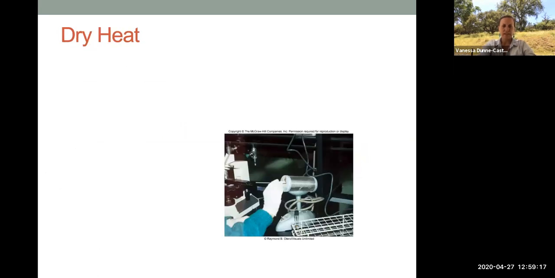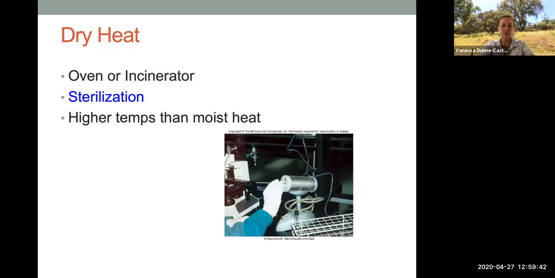For dry heat, again, the incinerator that you see here is what we use in the laboratory to completely not just eliminate viable organisms and spores, but also incinerate them or turn them into ash. An oven would be the other mode of dry heat, right? And for ovens, it's not very common that you can sterilize, but you can obtain that if you heat it for a high enough temperature for a long enough period of time.